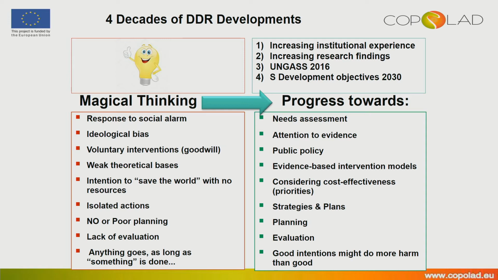Fortunately, in these 4 decades, which is a quite short period in human development, we have progressed a little bit. We now have increasing institutional experience from the agencies responsible for drug demand reduction policies. We have research findings that are quite important. Even if we don't know all the answers about what works or what doesn't work, we have a lot more information than 4 decades ago. We have the resolutions of UNGASS, which my colleagues were also referring to earlier, and we have the development objectives 2030. So now we are progressing towards needs assessment, attention to evidence, public policy, evidence-based intervention models. We are considering cost effectiveness, as my colleagues also mentioned. We are defining national strategies, and national plans to implement those strategies.